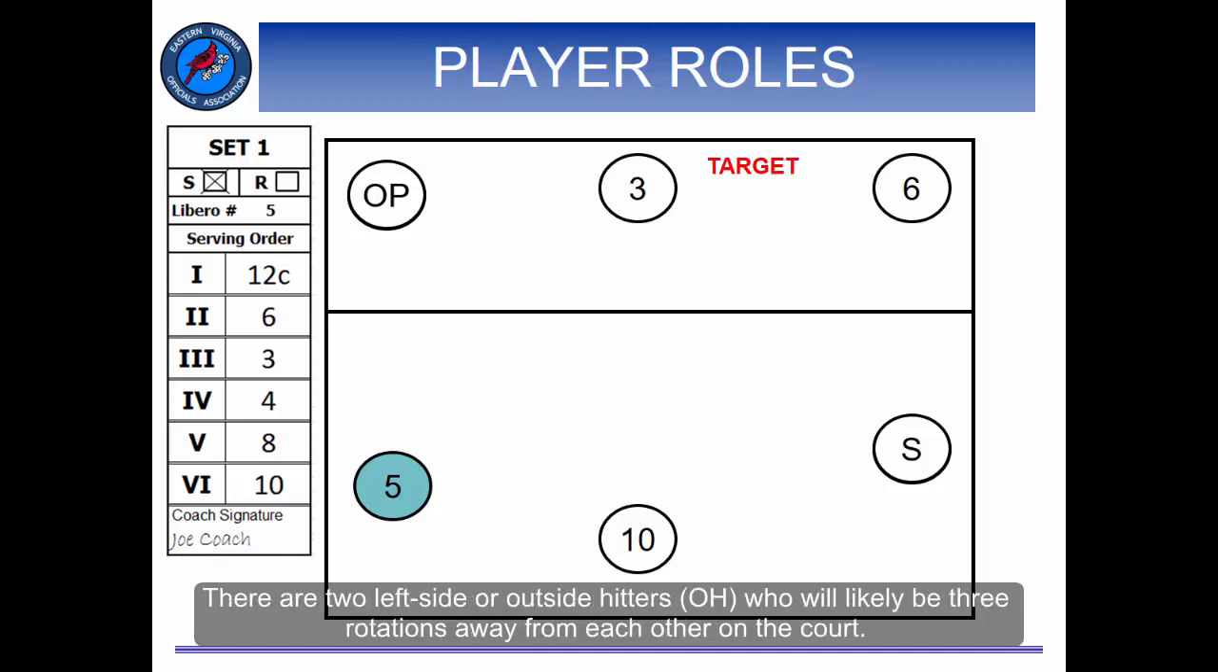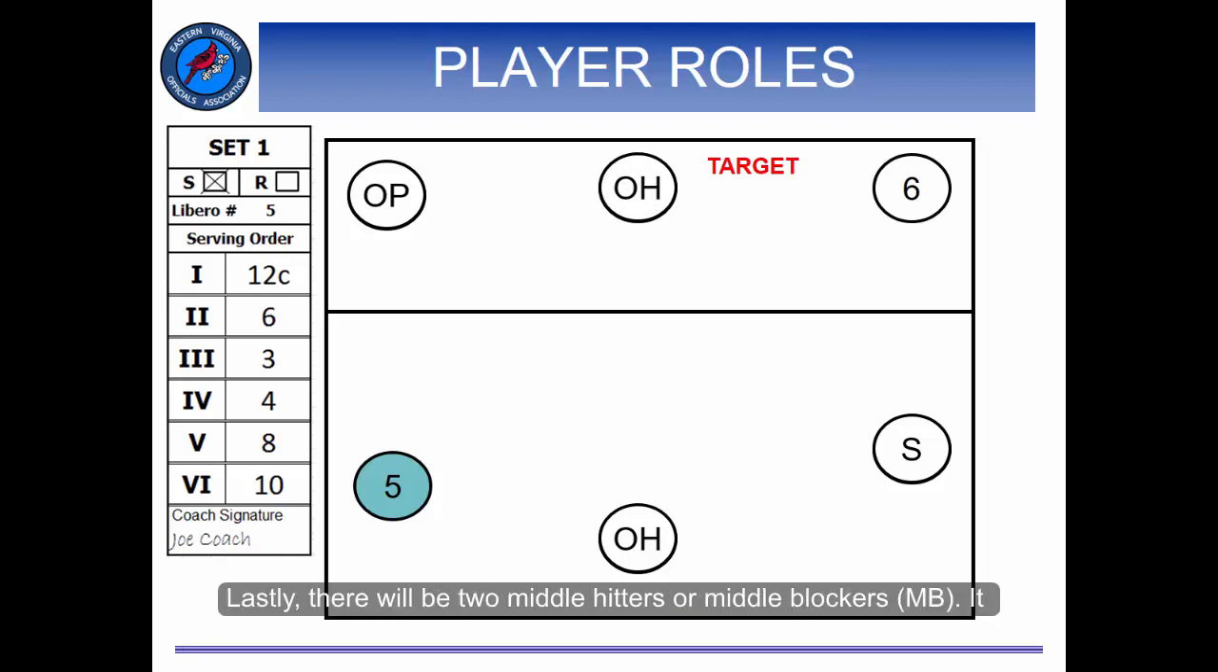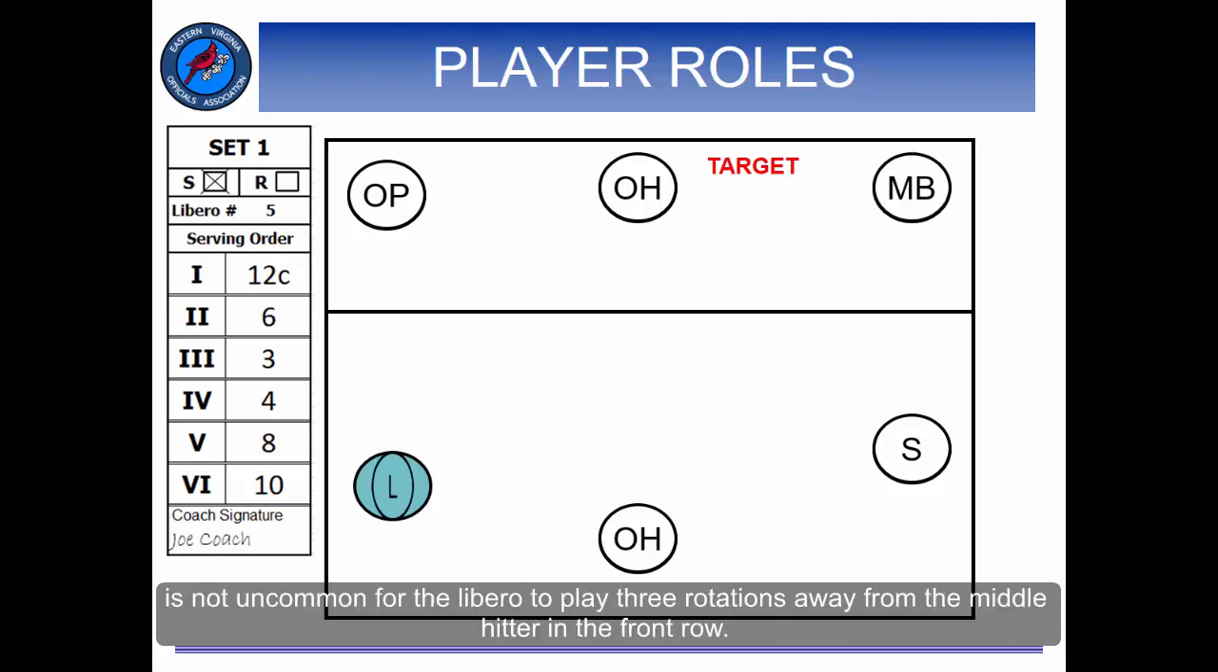There are 2 left side or outside hitters who will likely be 3 rotations away from each other on the court. Lastly, there will be 2 middle hitters or middle blockers. It is not uncommon for the libero to play 3 rotations away from the middle hitter in the front row.